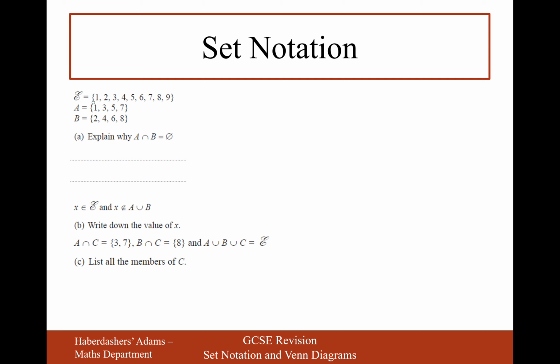Okay, so let's have a look at this question. We've got the numbers from 1 to 9 involved in this question. A is the numbers 1, 3, 5 and 7. B is the set 2, 4, 6 and 8. Explain why A intersection B is a circle with a line through it. Now remember, a circle with a line through it is the null set. It means there's nothing in that set.